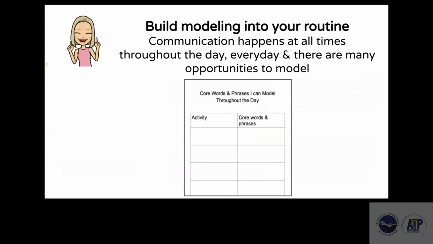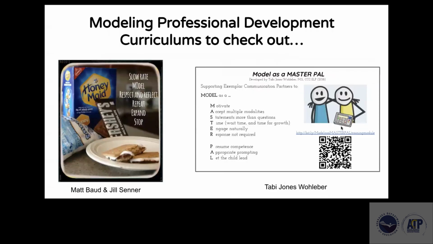Communication happens at all times throughout the day, every day, and there are many opportunities to model. And so our staff, when we first started out, would write down the activities that they do during the day or that week, and then they'd write down the core words and phrases that they plan to model. And even during transitions, sometimes transitions are the best time to model. It's time to go. Let's go line up at the door. We are going to the PE room.